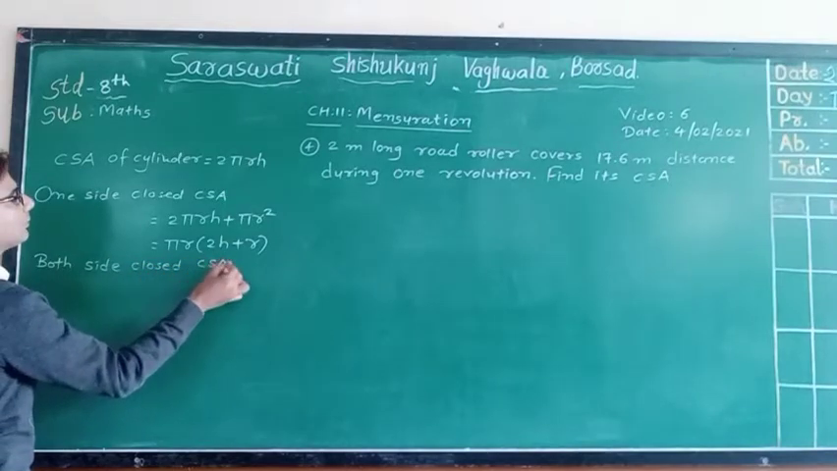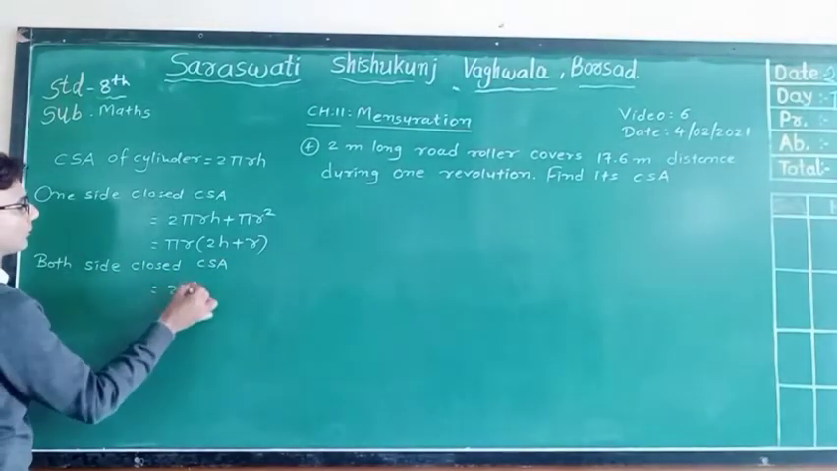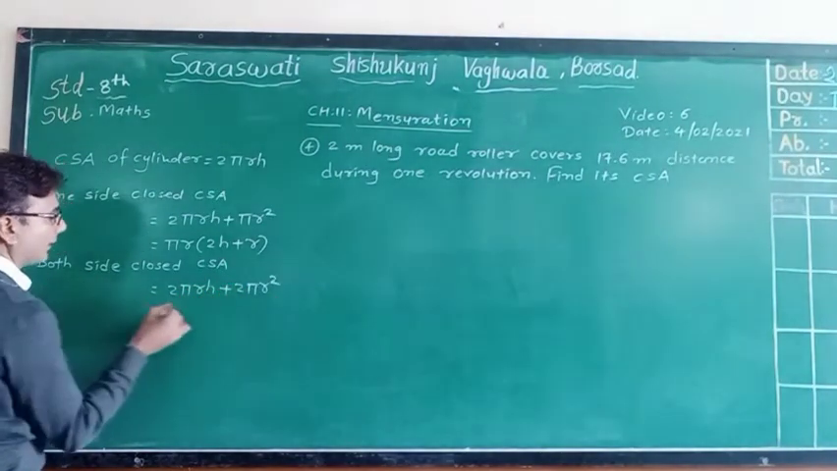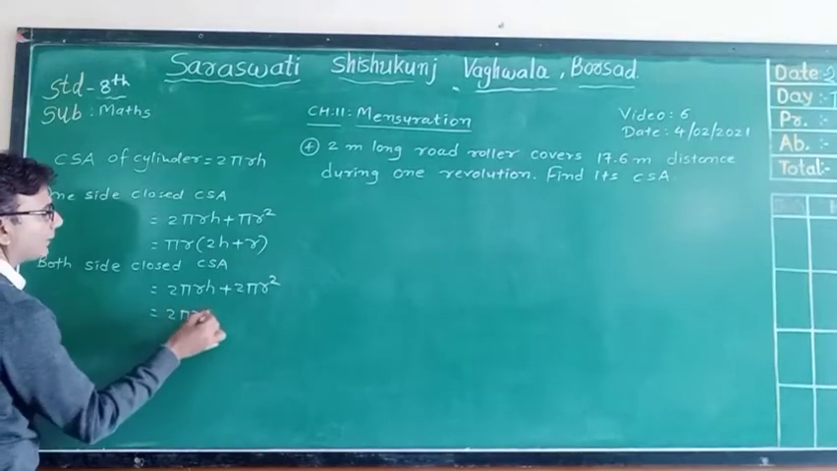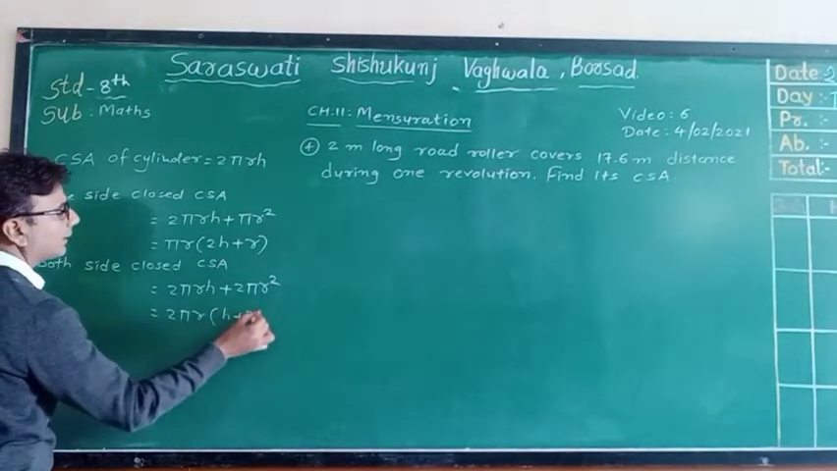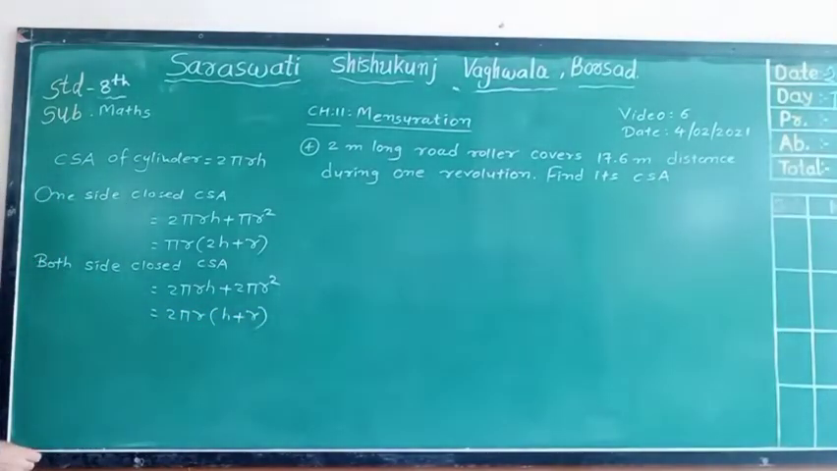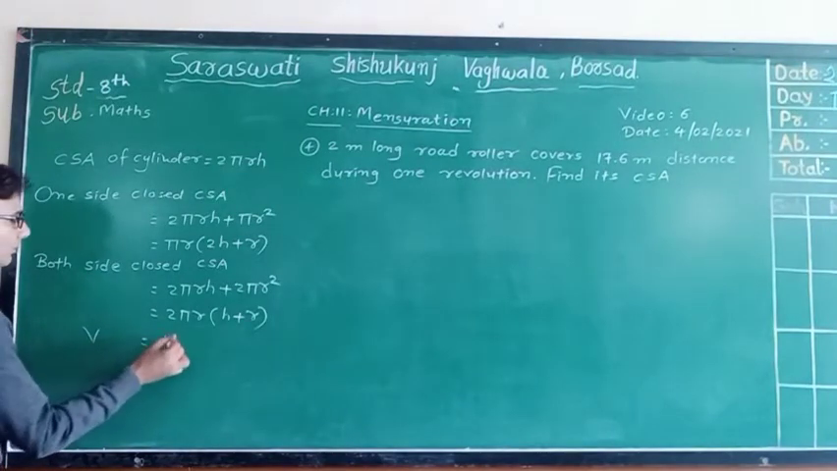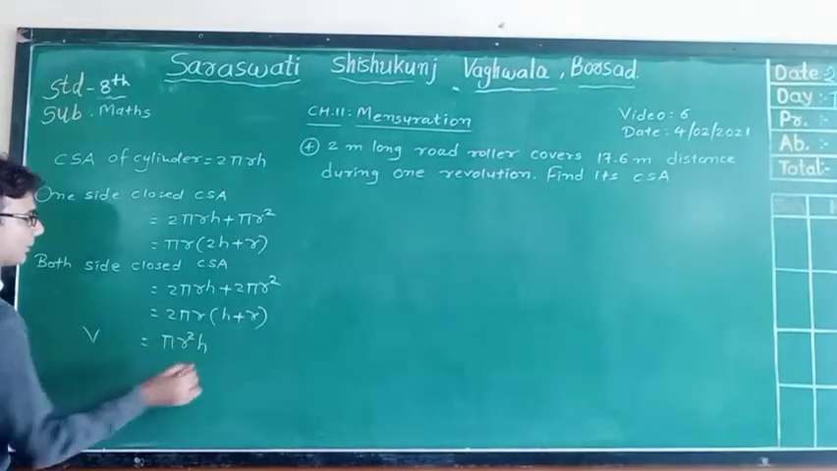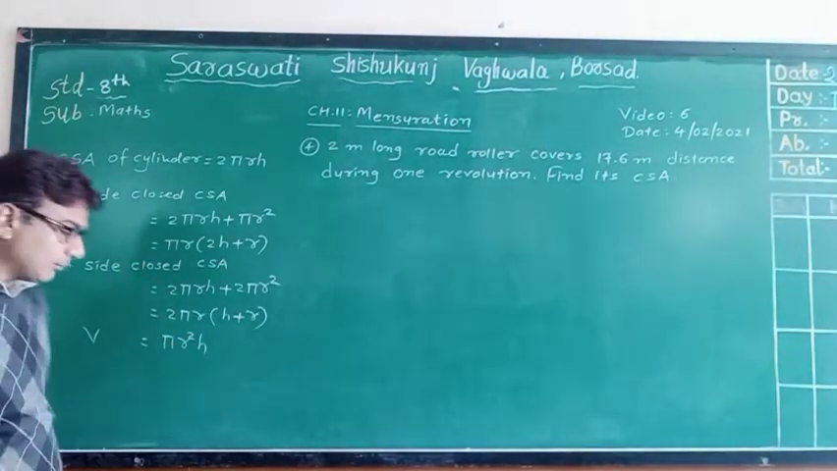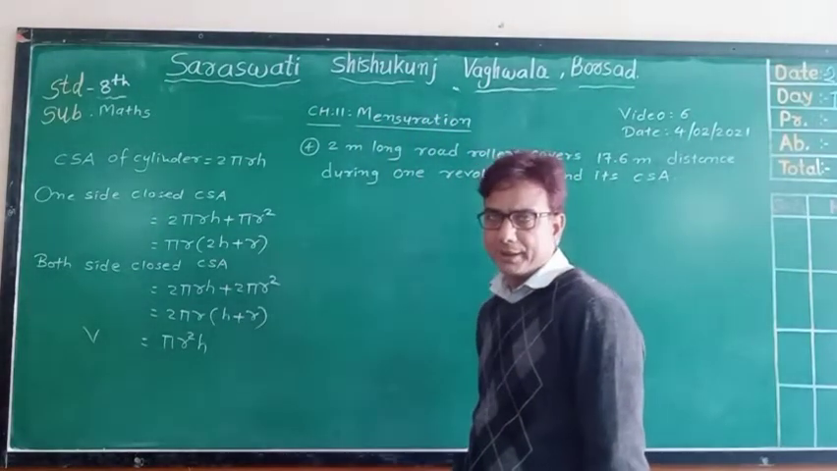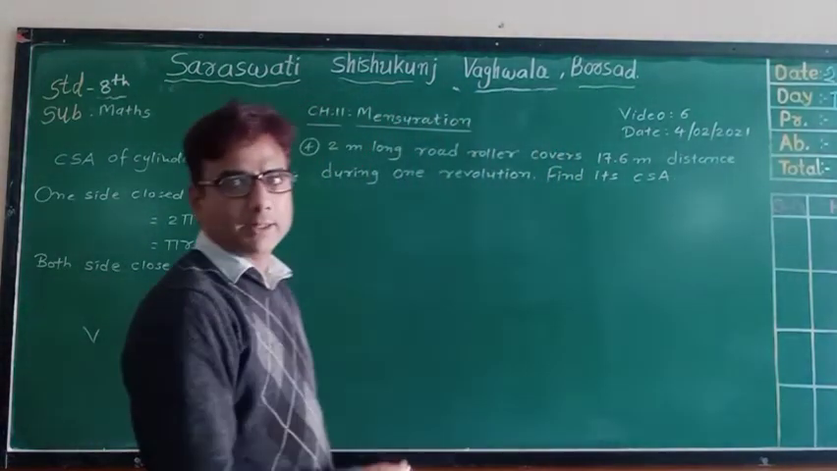Curved surface area of cylinder equal to 2 pi r h plus 2 pi r square. 2 pi r is common, and the remaining terms are h plus r. And also volume of cylinder equal to pi r square h. So these are basic formulas for cylinder. Clear? So let's take one sum which depends on this formula.